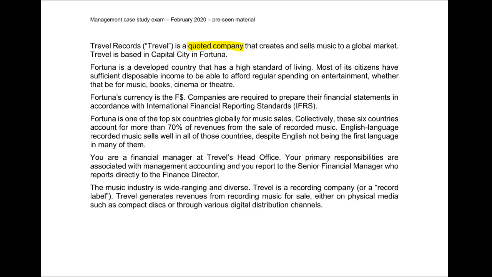We also see that they create and sell music. So music is a highly competitive industry, as we saw in the intro pack. If you haven't checked that out, take it from me for now that it is extremely competitive. Loads of different people aiming to be the next musician.